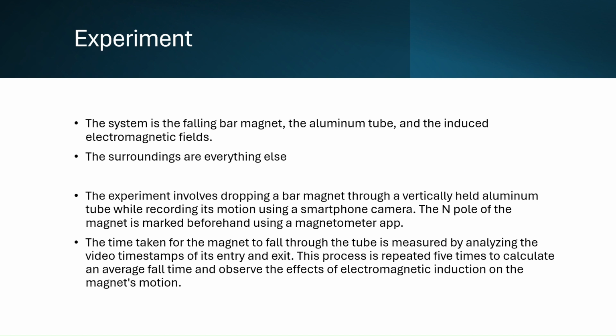The system of this experiment was a bar magnet, the tube, and the electromagnetic fields, while the surroundings are everything else. The experiment involves dropping a magnet through an aluminum tube, and we're going to record it with a camera so we can analyze the time of entry and exit after. We're going to do this through 5 different trials to observe the effects of electromagnetic induction on the magnet's motion.